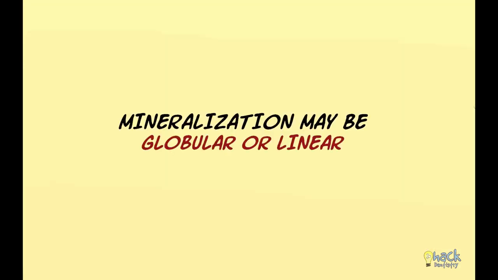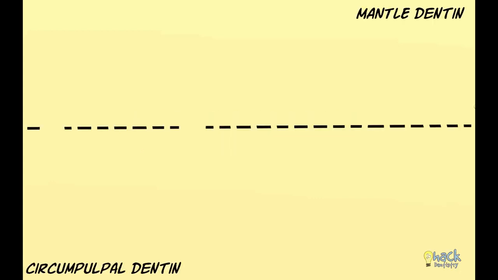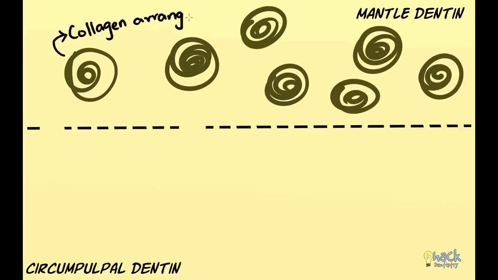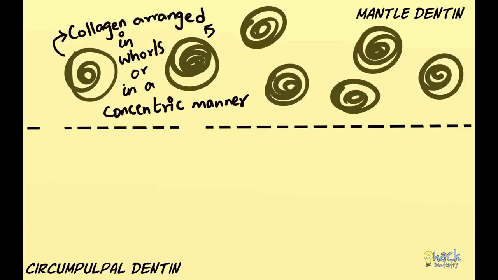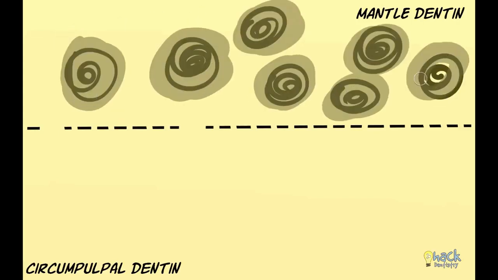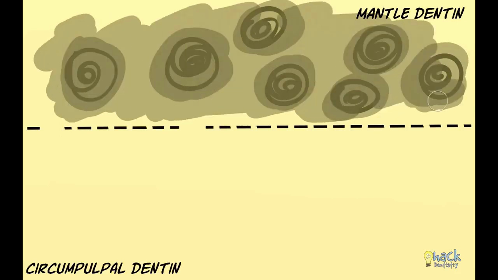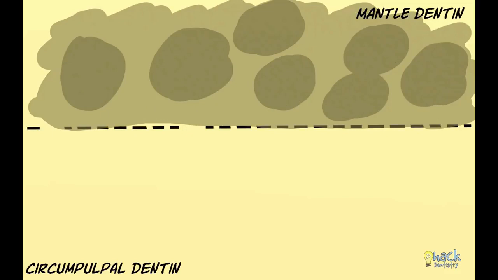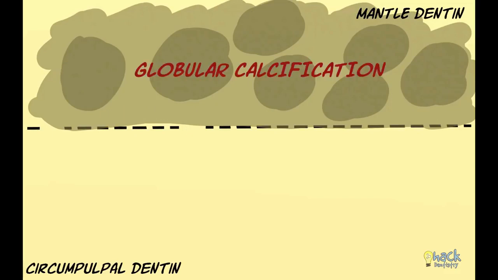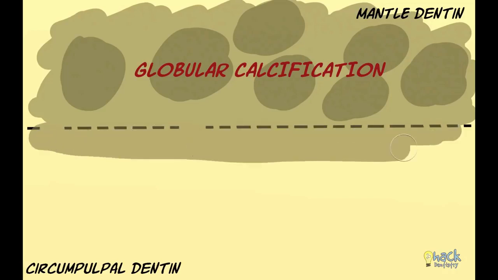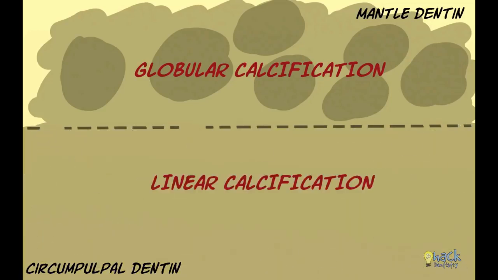Now, mineralization may be globular or linear. In the mantle dentine matrix, collagen may be arranged in whorls or in a concentric manner. Now, this may result in globules or concentric masses of calcification, which may enlarge and fuse with adjacent globules. Hence, globular calcification is mostly found in the mantle dentine, and circumpulpal dentine may have both globular and linear calcification. Linear calcification is when the calcification or mineralization front appears uniform.